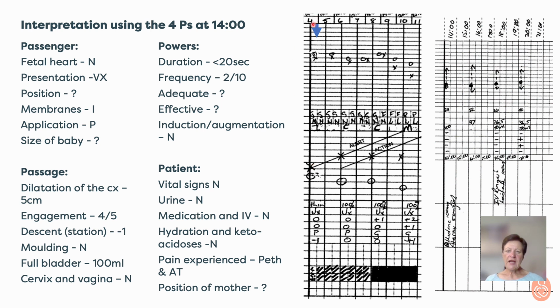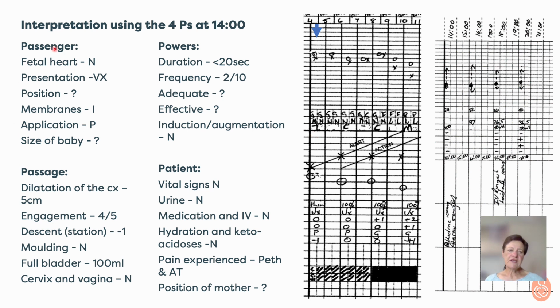So if we look at all our set of observations here, when the patient is now at 2 o'clock, we see that the fetal heart is still normal. There's still very little difference between the before and after contractions fetal heart. We see that the variability is good. There's no decelerations, and the membranes are still intact.